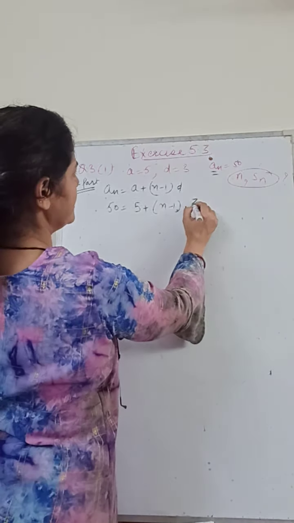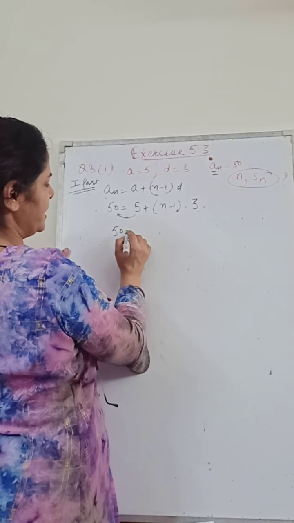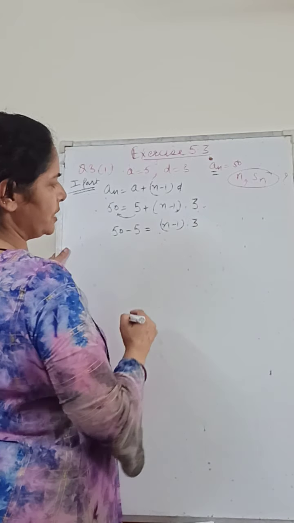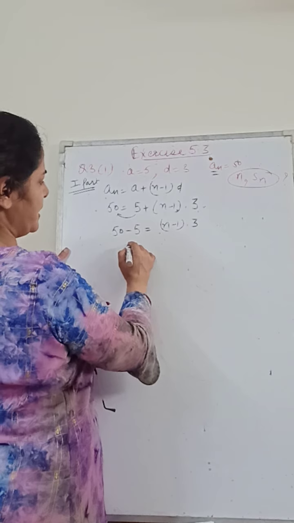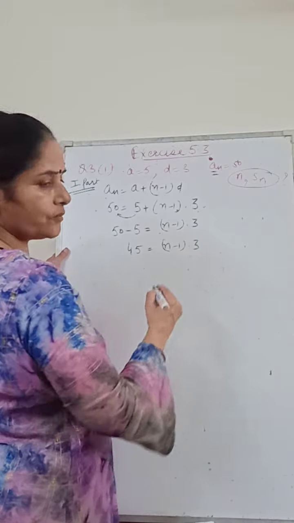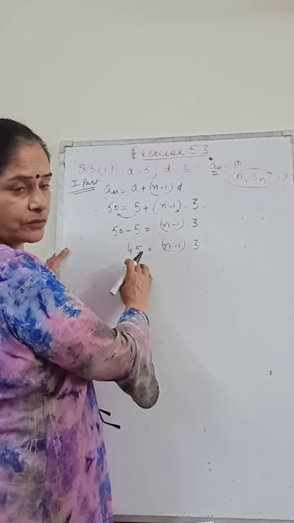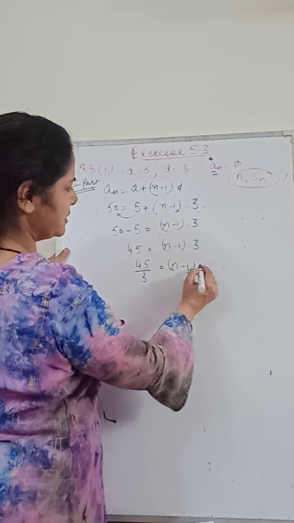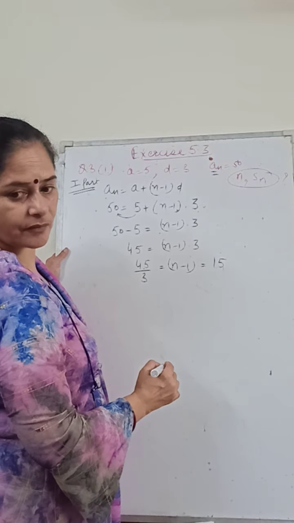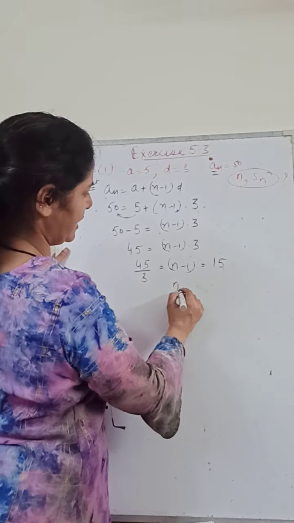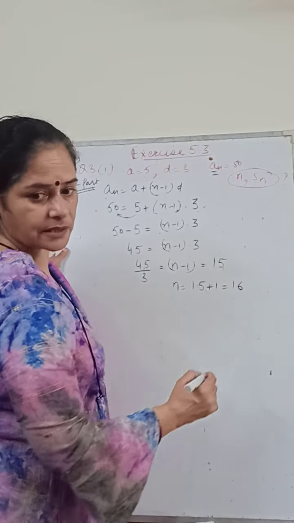This 5 will come to this side. 50 minus 5 is equal to n minus 1 into 3. 50 minus 5 is 45 is equal to n minus 1 into 3. 3 will come down. N minus 1 is equal to 45 upon 3. It comes out to be 15. Clear? So n will be what? 15. This minus 1 will go to that side, plus 1, it comes out to be 16.